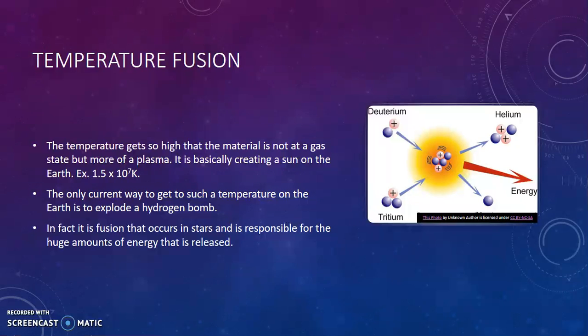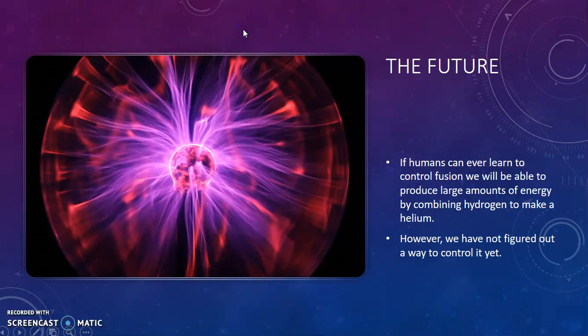Because the temperature gets so high, the material is not in a gas state, it's more of a plasma. It is basically creating a sun on the Earth. That temperature is 1.5 times 10 to the 7th Kelvin. The only current way to get such a temperature on the Earth is to explode a hydrogen bomb. In fact, it is fusion that occurs in stars and is responsible for the huge amounts of energy that is released. If humans can ever learn to control fusion, we would be able to produce large amounts of energy by combining hydrogen and making helium. However, we have not figured out a way to control it yet.